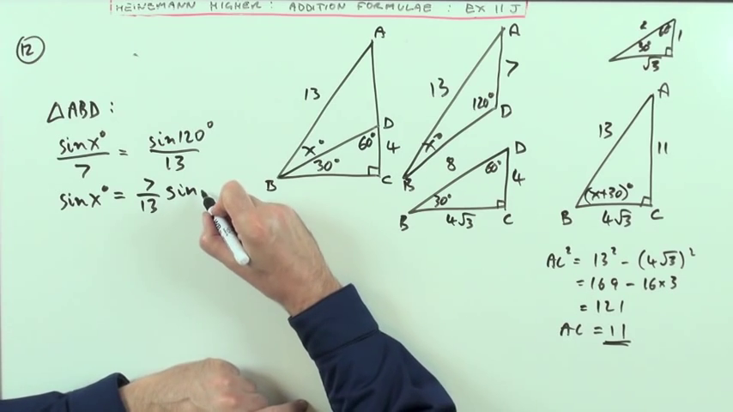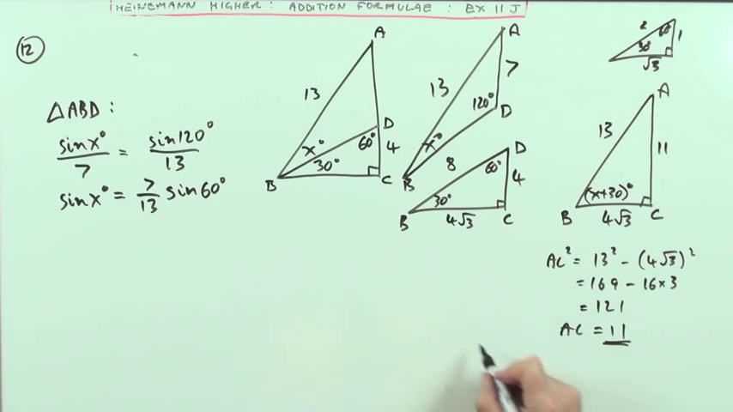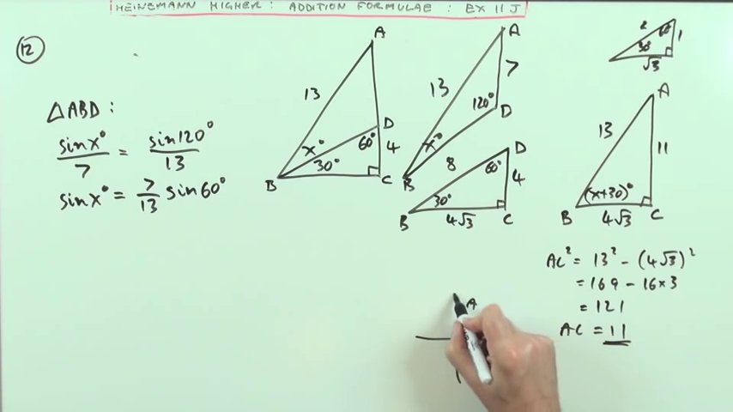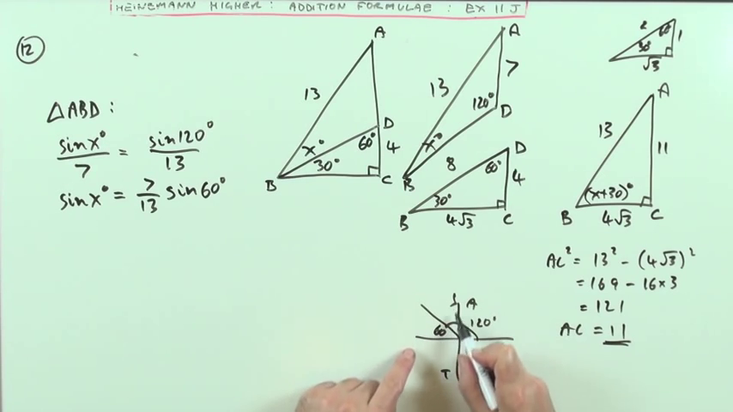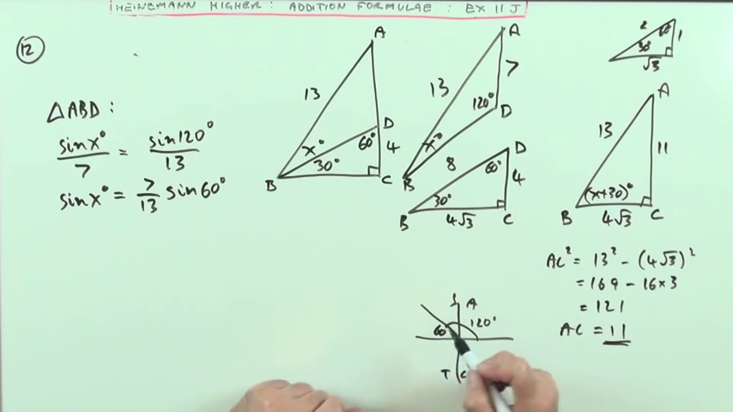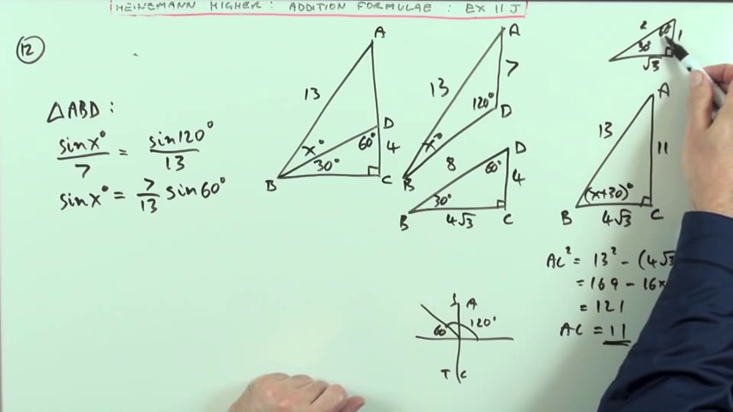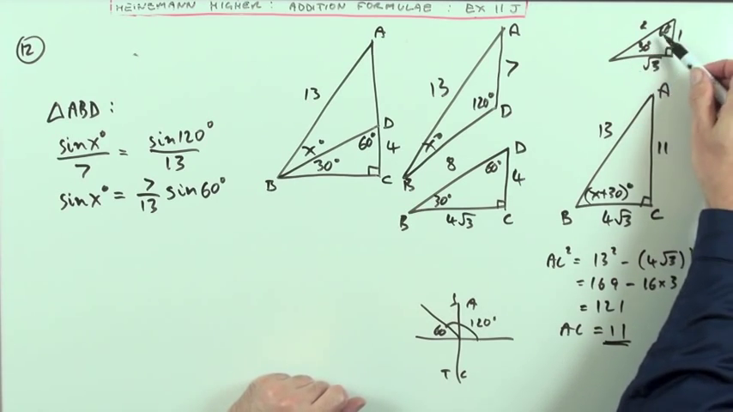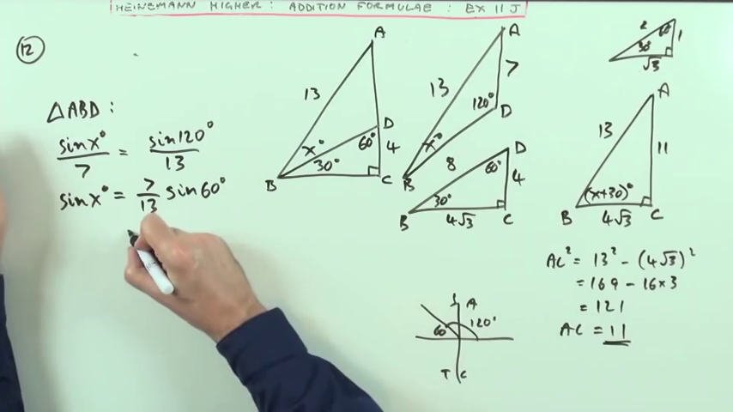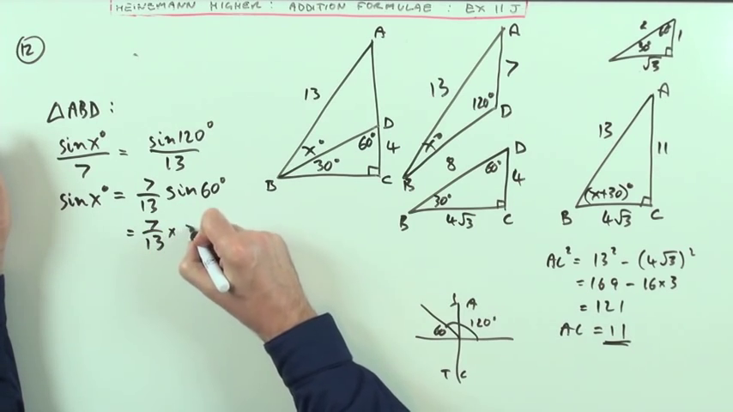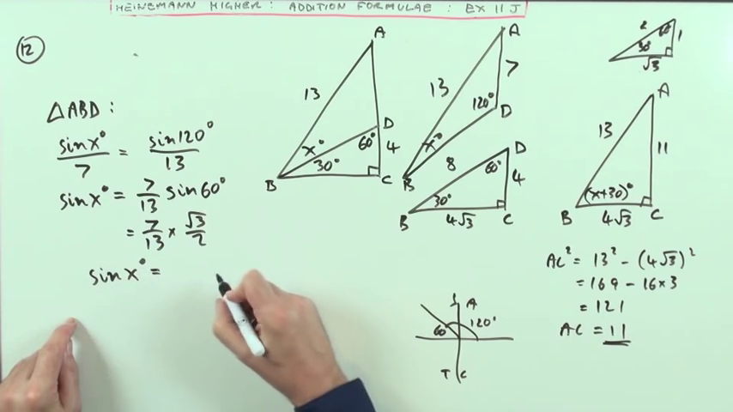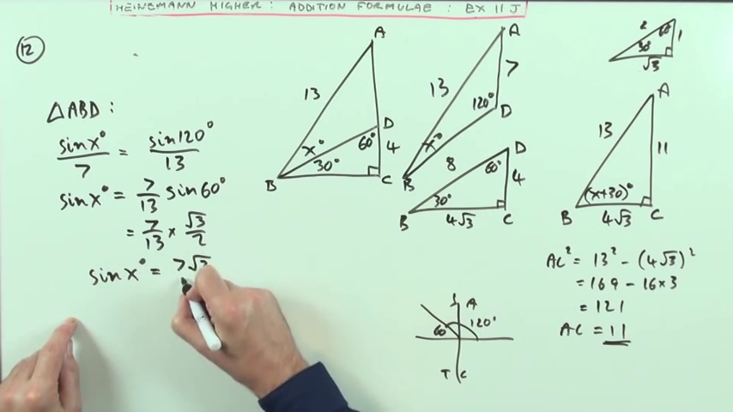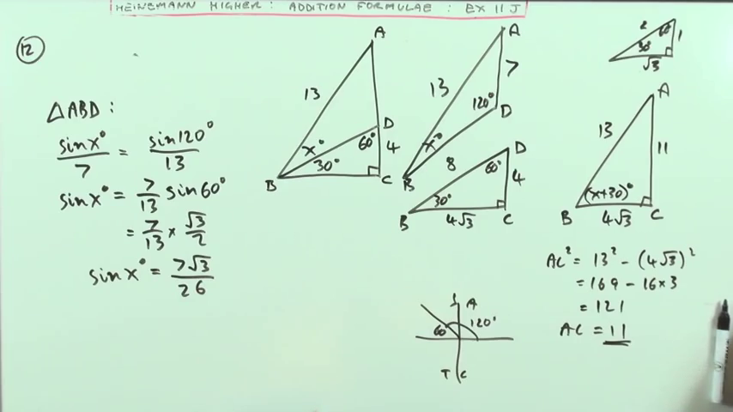The sine of 120 is equivalent to the sine of 60. You can just think of all sine, tan, cos. If you go round 120 degrees, that will leave 60 degrees in a place where the sine's positive. And for the sine of 60, you can get it from the triangle, the sine of 60 is the opposite over the hypotenuse, so it will be root 3 upon 2. So it's 7 upon 13 times root 3 upon 2. So finally I've got the sine of x degrees is 7 root 3 upon 26.